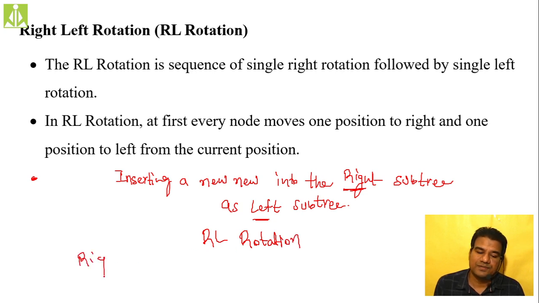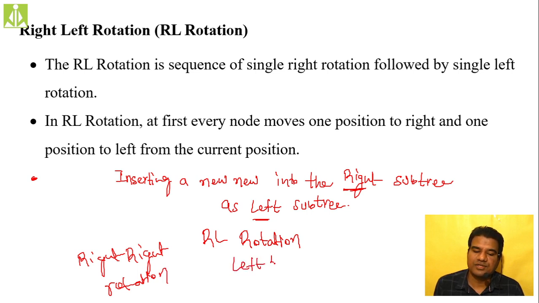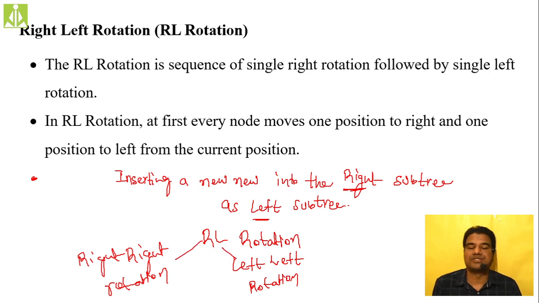Right rotation and left rotation. RL rotation means we have to perform two single rotations. First single rotation is right rotation, and second single rotation is left rotation. It is a combination of two.